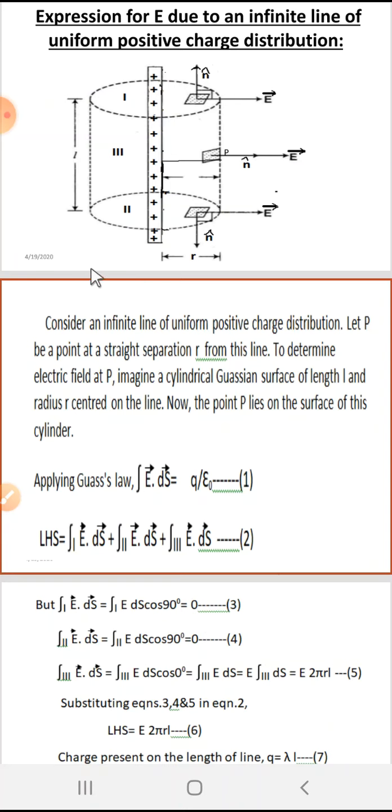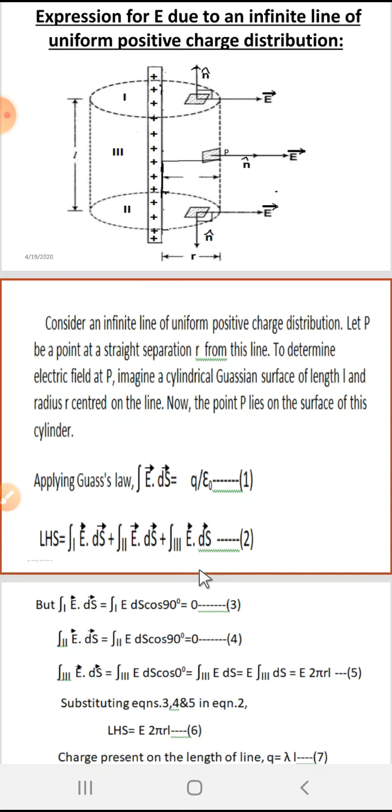Similarly, the integral over the second surface becomes the integral of E ds cos 90. Here also vector E is parallel to the surface, and vector ds or n cap is perpendicular to the surface. The angle between the two is 90 degrees, so the second term also reduces to 0.